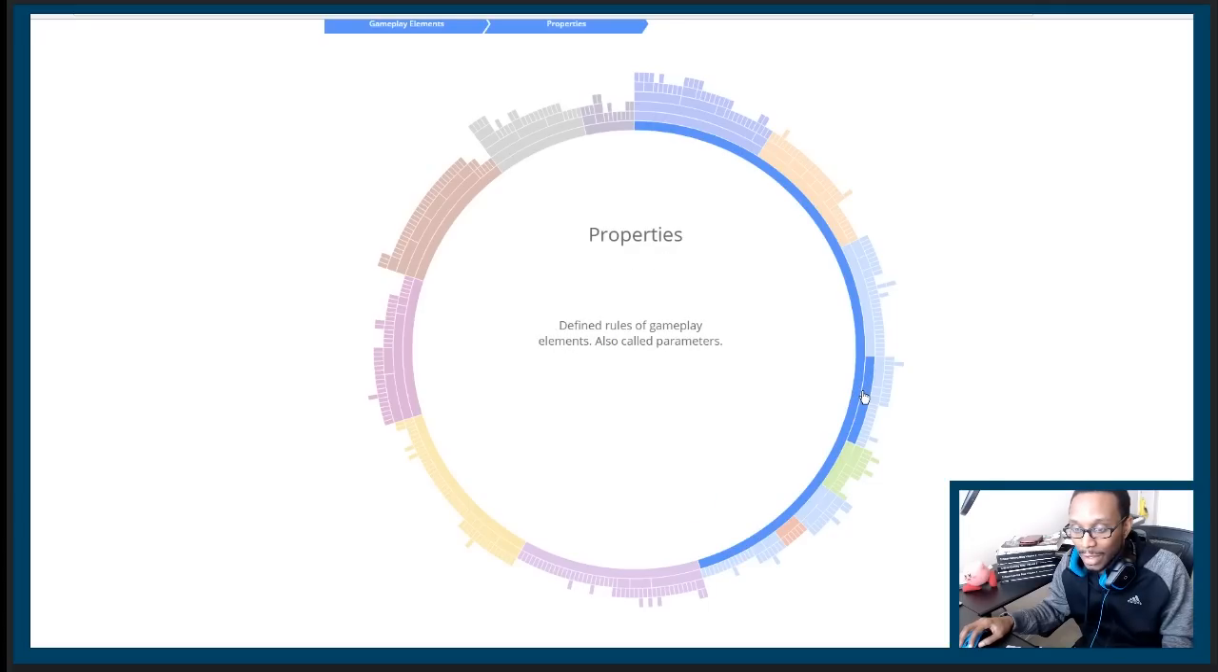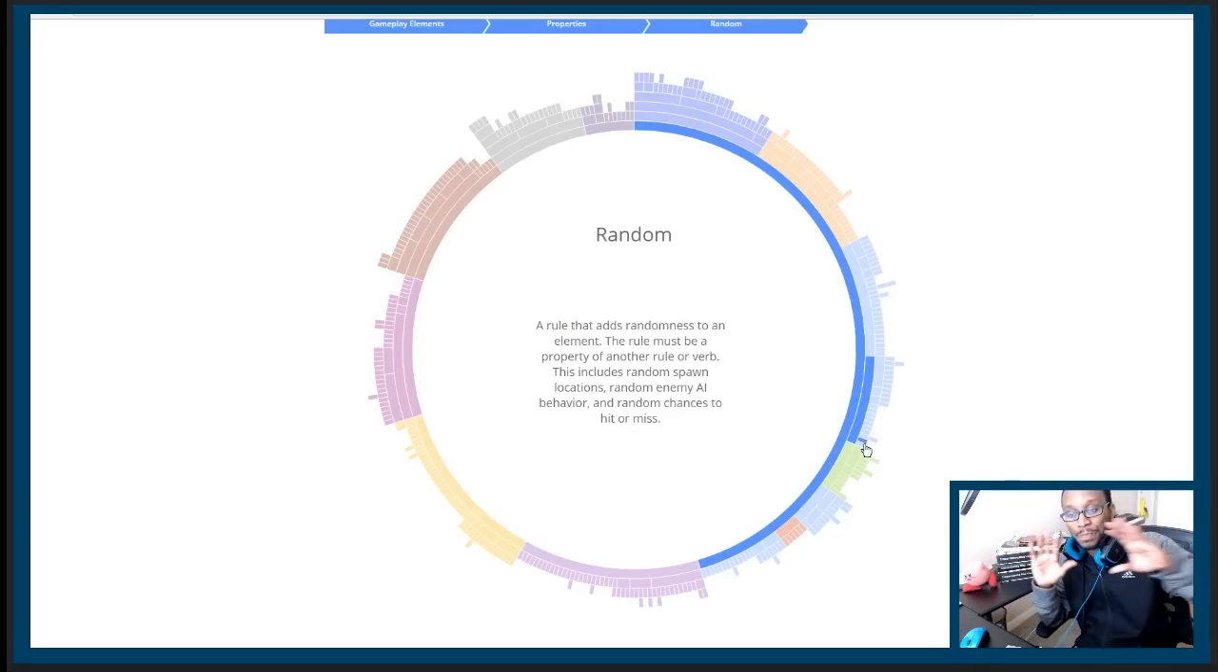we have a random element. Let me see if I can find that. Properties, contact and collision, cancel, health, blah, blah, blah, or heat, transformation, random, right here. So we all know what random means. You know, it's a rule that adds randomness to an element. The rule can be a property or a verb or whatever. It can deal with random spawn locations, any AI or whatever. In this particular case, we're talking about spawn locations. So these two rules together are really what make this game tick, and I really love how elegant a lot of puzzle games can be, because with just a few rules, just by defining a few simple elements, they can get so much interesting gameplay out of it.